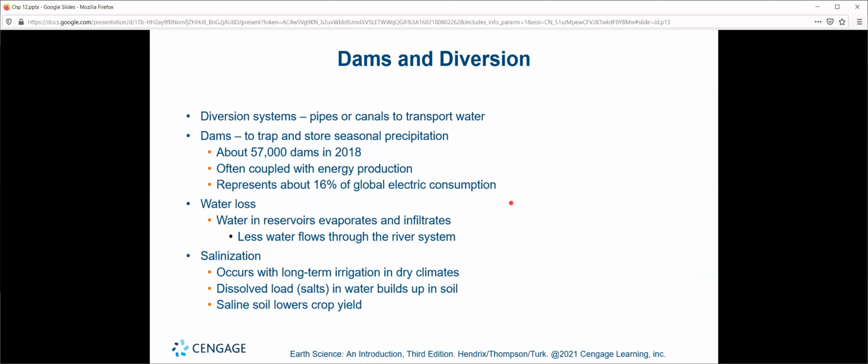So dams and diversions. We talked a bit about how we use water. How do we get water to places where we need to use it? Well, we could talk first about diversion systems. These are your pipes and canals that transport water around. Technically, the water pipes in your house are a diversion system.